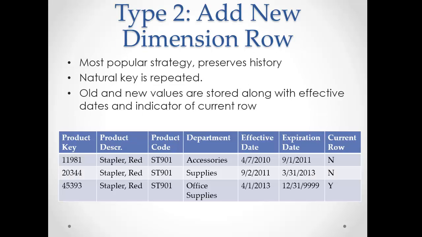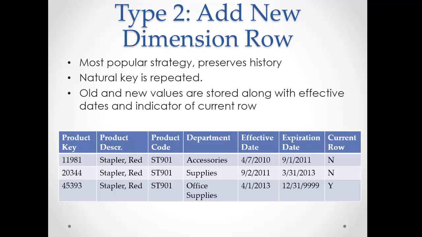In the type 2 technique, which is the most popular strategy because it preserves history, we take the natural key in the dimension, that is what we recognize as unique about the row in the dimension, and we repeat that, and we keep both the old and new values, and then we set the effective dates, and we set an indicator row.